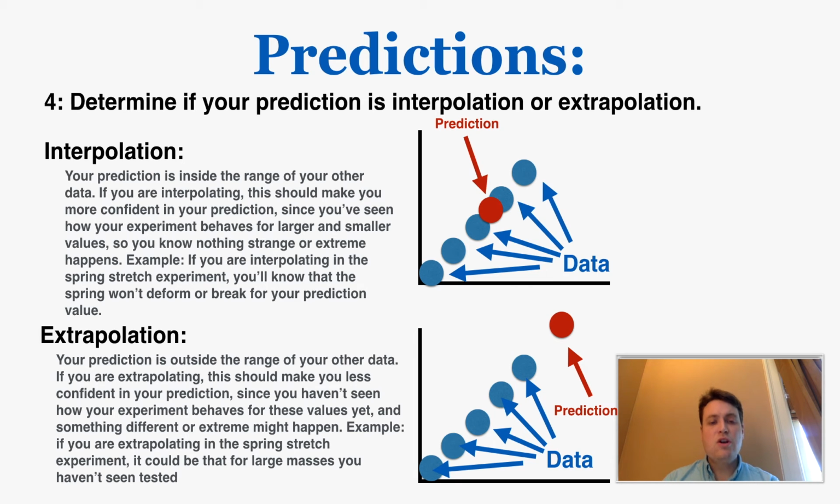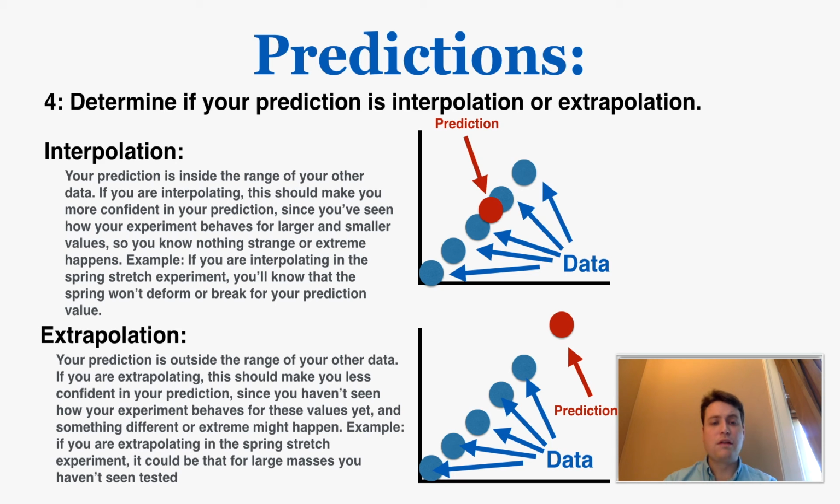And interpolation should make you more confident about your prediction because you've already seen what happens when the IV is larger and when it's smaller. So you wouldn't expect anything strange to happen there. You wouldn't expect the IV to fail or the prediction itself to fail in some way. Just as an example of that, imagining that we're testing the stretch of a spring, and I've already tested the spring when it's stretching with less mass and stretching with more mass, and they both come out fine. I would expect anything in between that range to not break the spring, to not make anything strange happen like break or deform the spring.